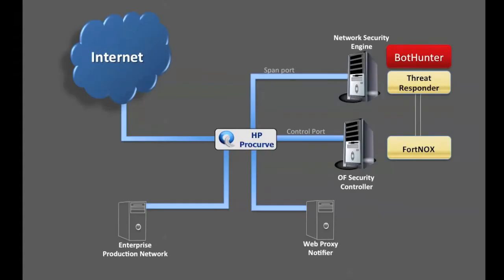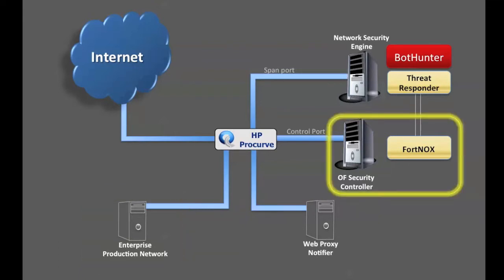In this demo, we'll be using an HP ProCurve E6600 OpenFlow-enabled network switch. It will be managing a production network whose host can communicate with the internet through the switch. The switch is managed by our OpenFlow security controller, which is implemented using the FortNOX security kernel.